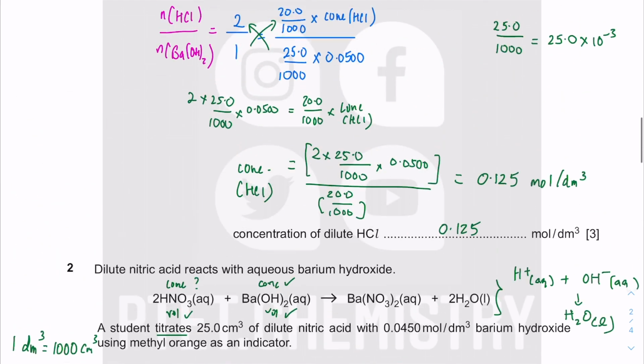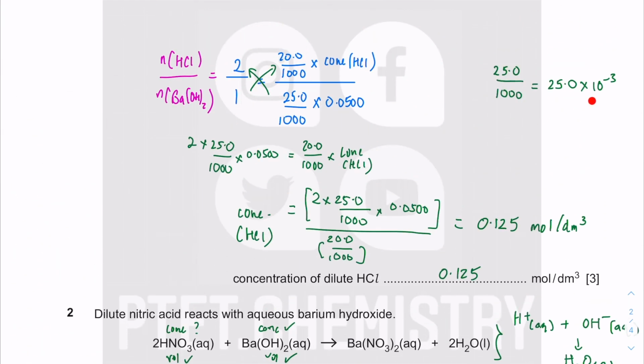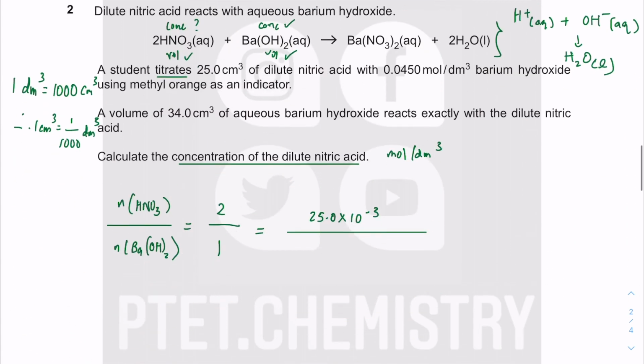I showed previously that when something is divided by 1000, it's the same as that value times 10 to the minus 3. You have to get used to both as part of your mathematics as well as physics understanding of numbers. This means 25.0 divided by 1000, because cm³ converts to dm³, multiplied by the concentration in mole per dm³, will give me the actual mole that reacted. I beg your pardon, this is nitric acid, so I don't have the concentration. In fact, that is what I want to find. This is the concentration of HNO3 in mole per dm³.